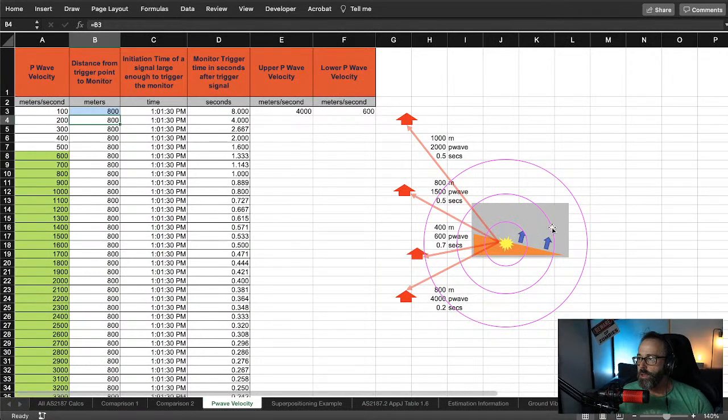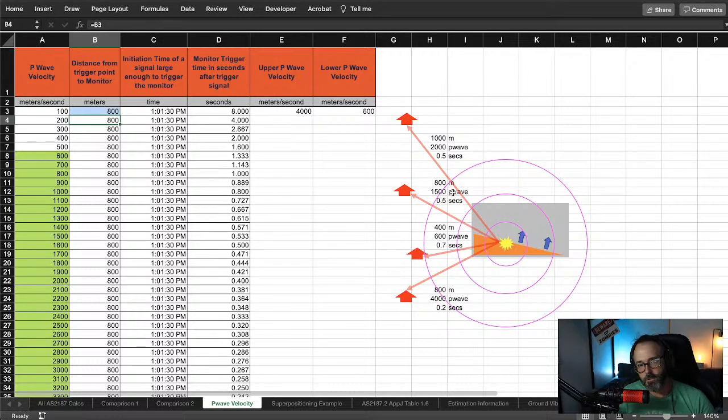I've got a little picture of a blast over here, and the blast is firing back that way, emanating signals out in every direction. And we have 4 sensitive sites. One that's 400 meters away, one that's 800 meters away, another one that's 800 meters away in a different direction, and one that's 1,000 meters away.